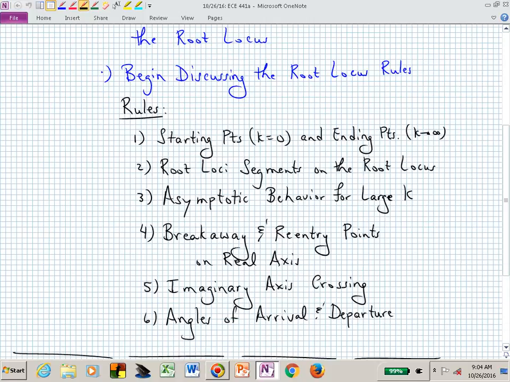We could have breakaway and reentry points on the real axis. We've seen roots coming together, then they break away. Well, they also can reenter on the real axis, and then they depart along the real axis. We'll find how we determine those breakaway and reentry point locations. We might have a root locus that actually crosses the imaginary axis, and it might be nice to be able to determine where the root locus crosses the imaginary axis.